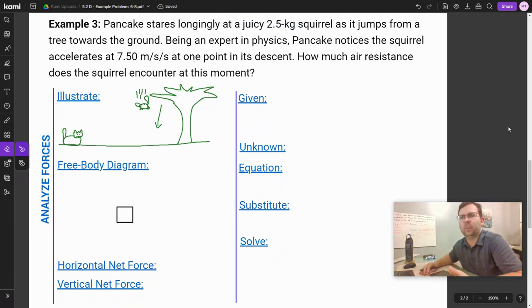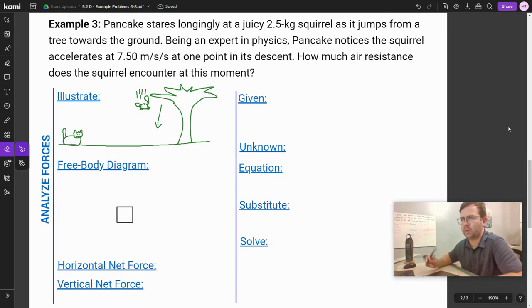It says, Pancake, the cat, stares longingly at a juicy 2.5 kilogram squirrel as it jumps from a tree towards the ground. Being an expert in physics, Pancake notices the squirrel accelerates at 7.50 meters per second squared at one point in its descent. How much air resistance does the squirrel encounter at this moment?